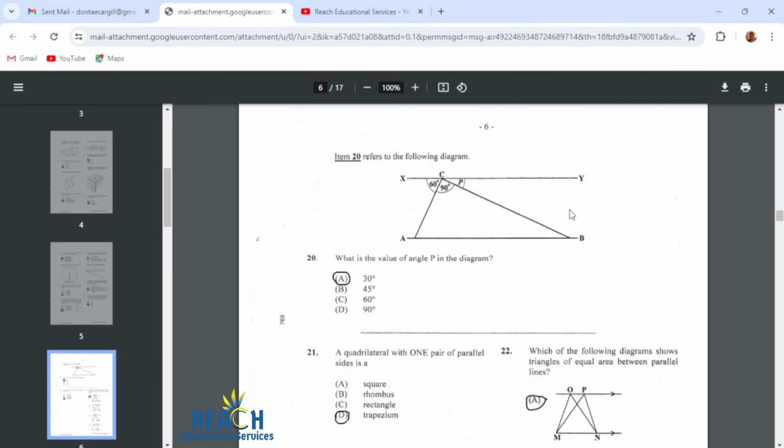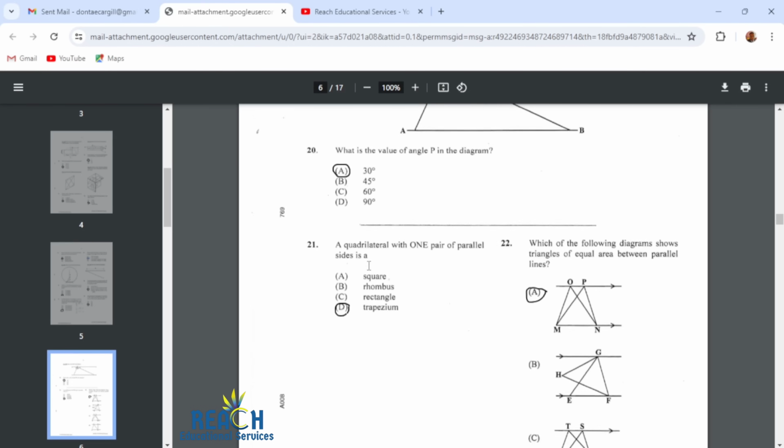Item 20 refers to the following diagram. What is the value of angle P in the diagram? And angle P has to be 30 degrees. How do we know? Angles on a straight line add up to 180 degrees. 90 plus 60 is 150, so we need another 30 to make 180, so it is 30 degrees.